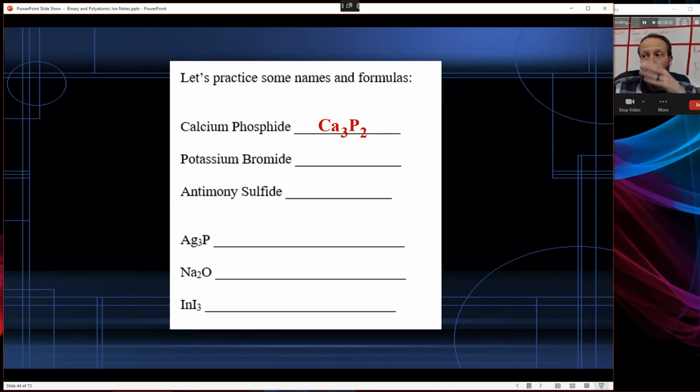I think that's a lot of where students forget to crisscross and they just write the number straight down instead of actually crisscrossing. Okay, but do not show the charges, please. Okay, let's do potassium bromide. Potassium is K, bromide is Br. So pause and see what you can do, and then unpause, and let's see how it went for you.